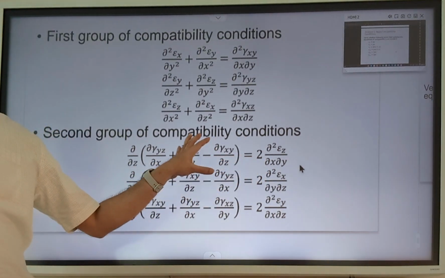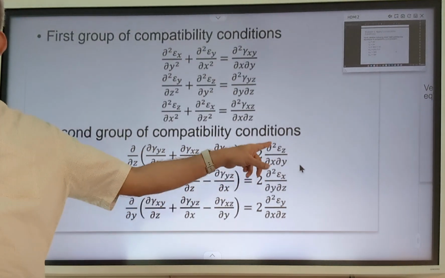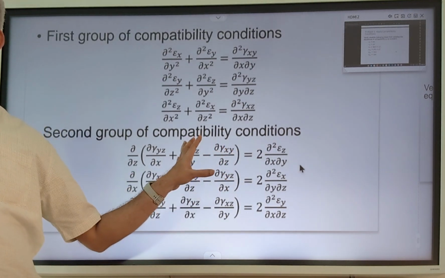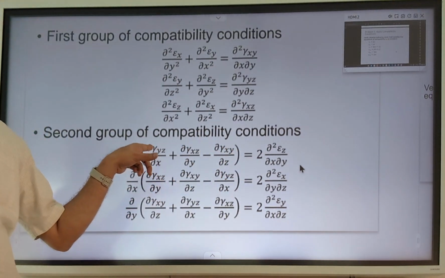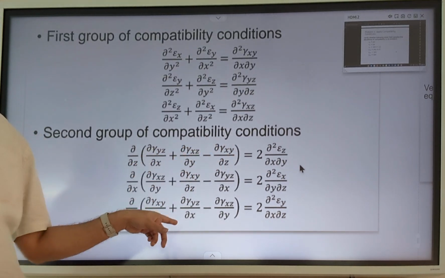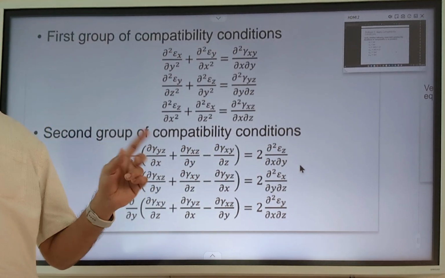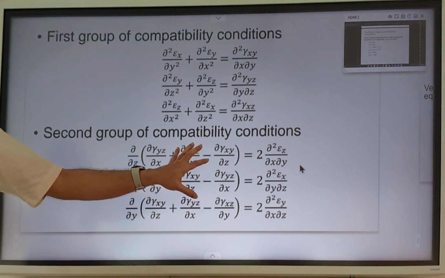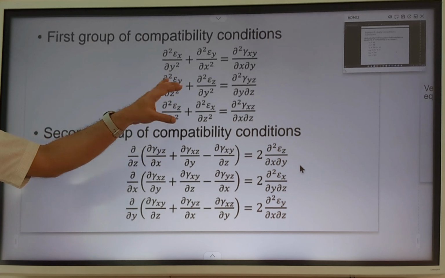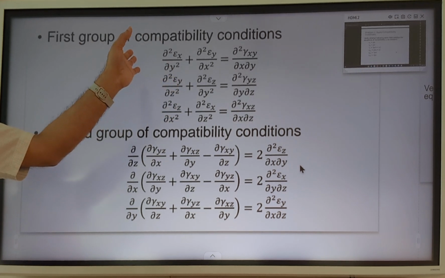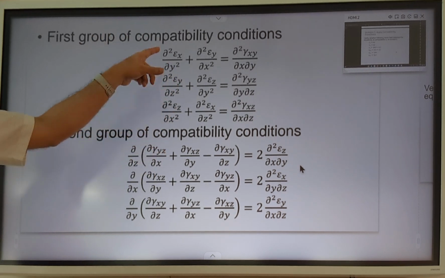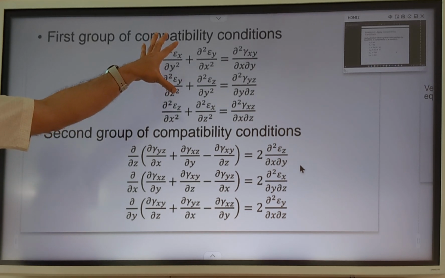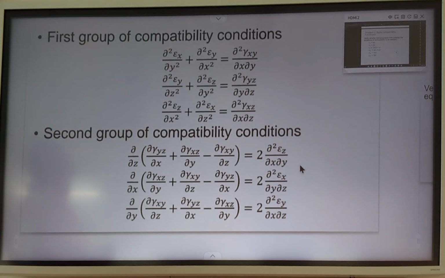Again, starting with the basic definition of the shear strains, we can derive these equations, but that derivation we are not covering. If you simply substitute the definition and calculate LHS and RHS, you will find that LHS equals RHS. You don't have to remember any of these equations. If required, they will be supplied to you during the exam. But you should be able to derive the first set of equations, and more importantly, you should be able to tell the significance of these equations.